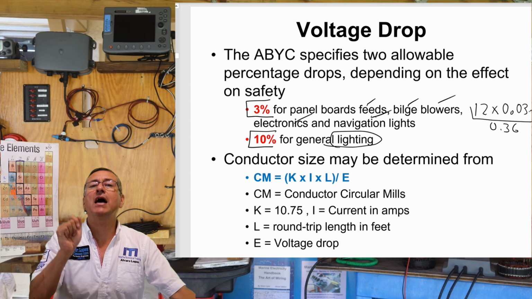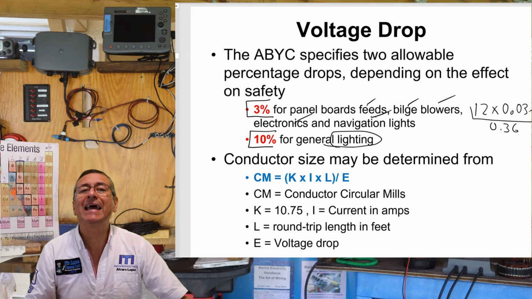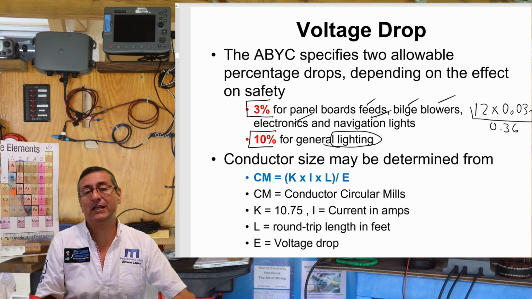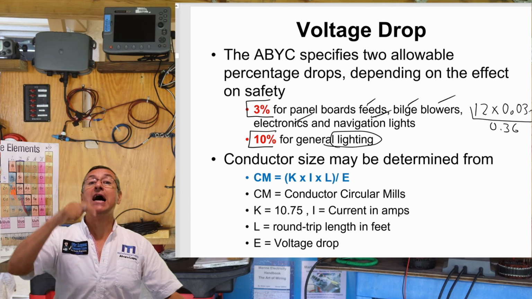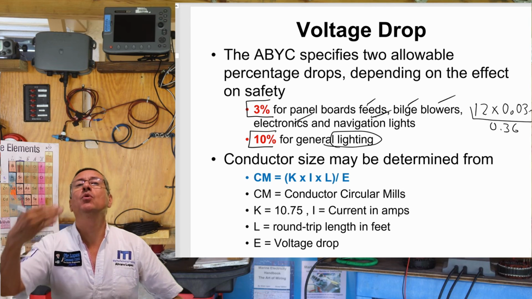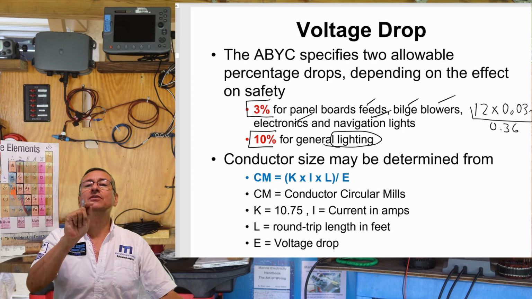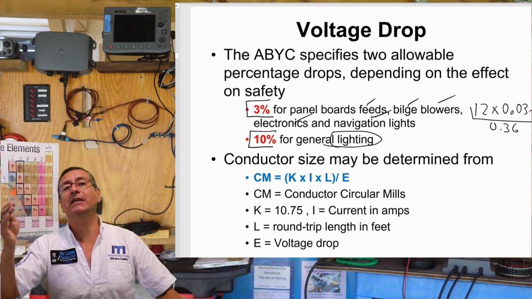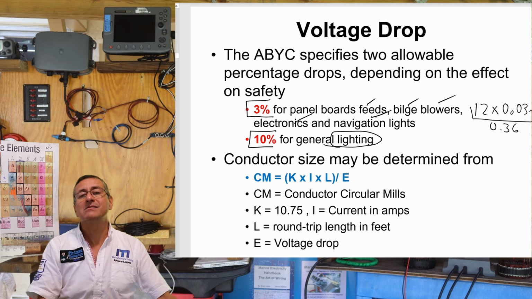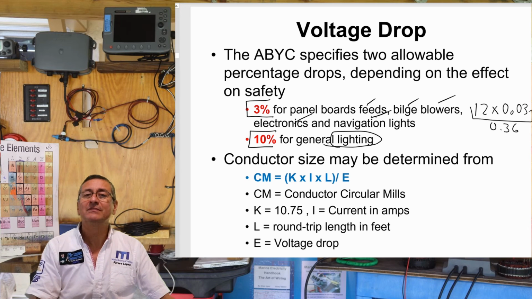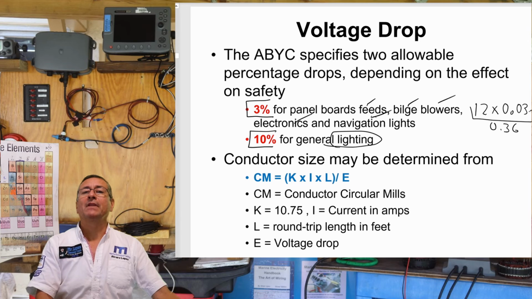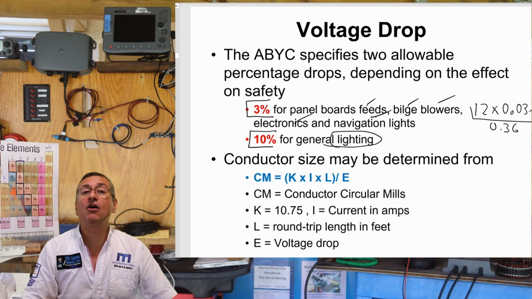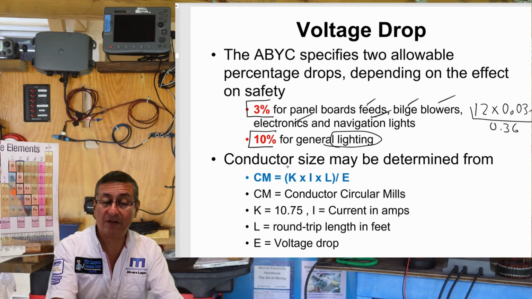It's 100 times 0.8, because I am going to remove 20. If I am going to add 20% to 100, it's 100 times 1.2, because I am going to add 20. Simple, no? How much is 3% of 24 volts? 3% of 24 volts is 24 times 0.03.